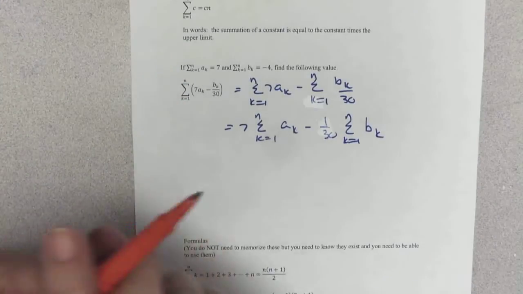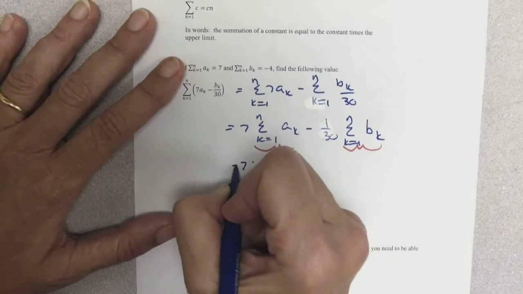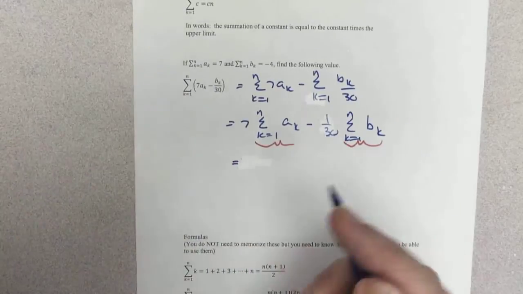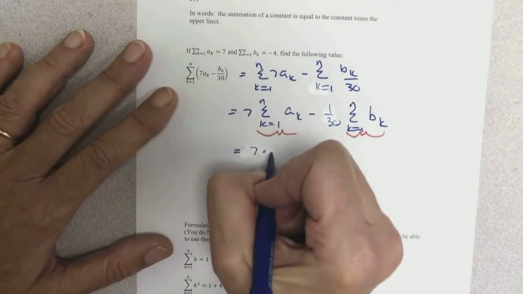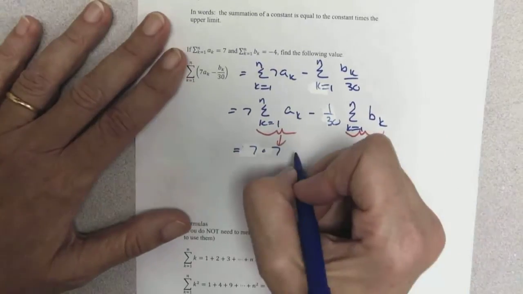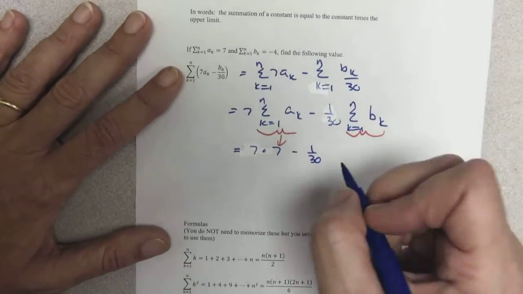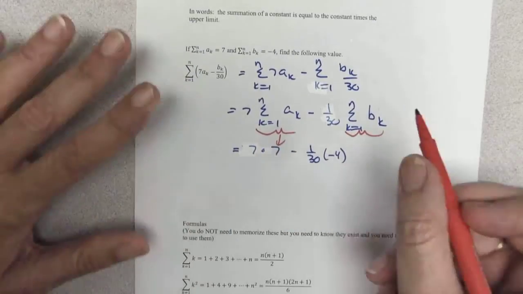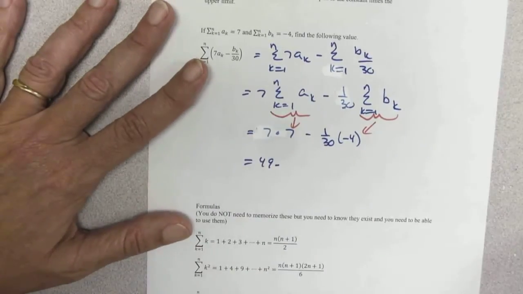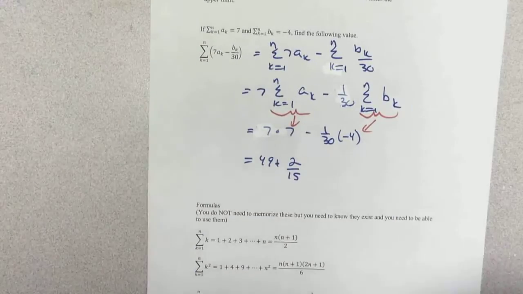Then they gave me each one of those values. They told me that the summation from k equal 1 to n of a sub k was 7. And they told me that the summation from k equal 1 to n of b sub k was -4. And so I have 49 plus, divided by 2, 2/15.